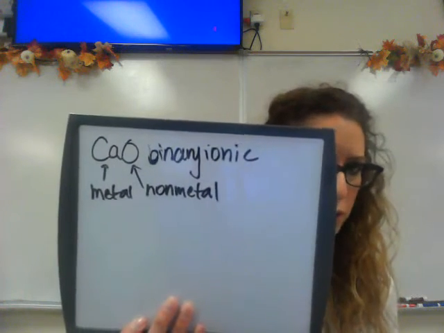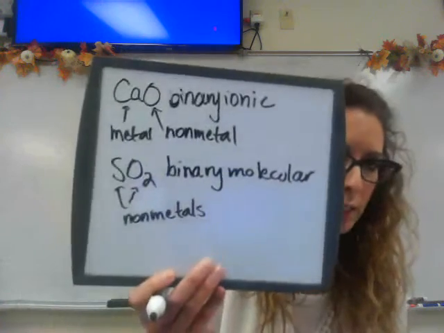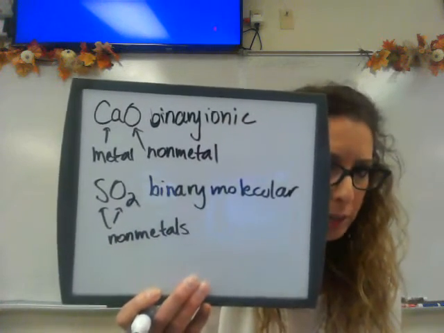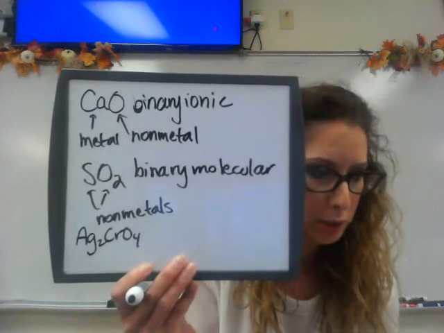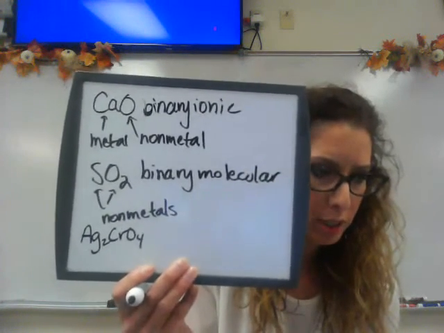B is sulfur dioxide. Sulfur and oxygen, those are 2 different types of non-metals. This is going to be a binary molecular compound. C, we have silver chromate, Ag2CrO4. So we've got 3 different types of elements here. We've got a metal, silver, chromium is also a metal, and oxygen is a non-metal. This is a ternary ionic compound.